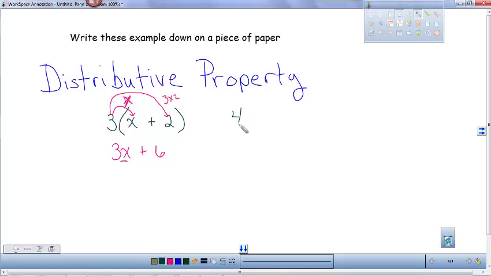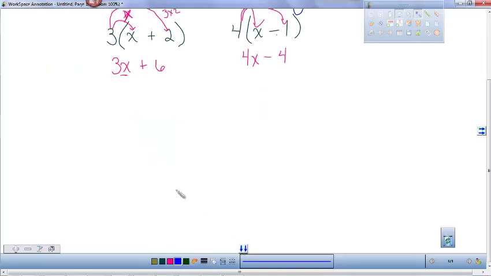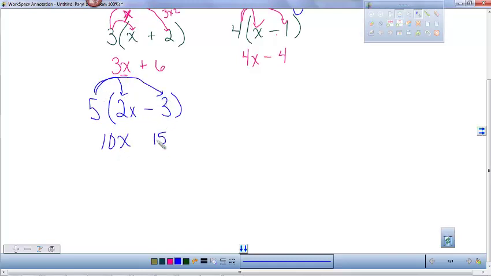Let's try another one. If I have 4 times (x - 1), I take 4 times x is 4x. I take 4 times 1. 4 times 1 is 4. And it's going to be a minus because this is a minus. Let's try another one. 5 times (2x - 3). So I take 5 times 2 is 10x. 5 times 3 is 15. And it's a minus.